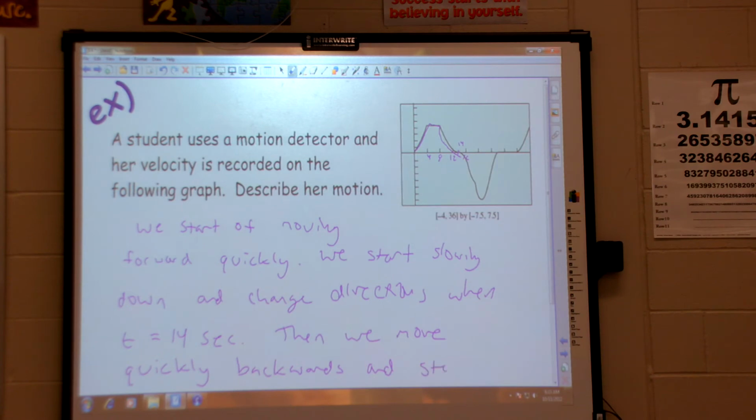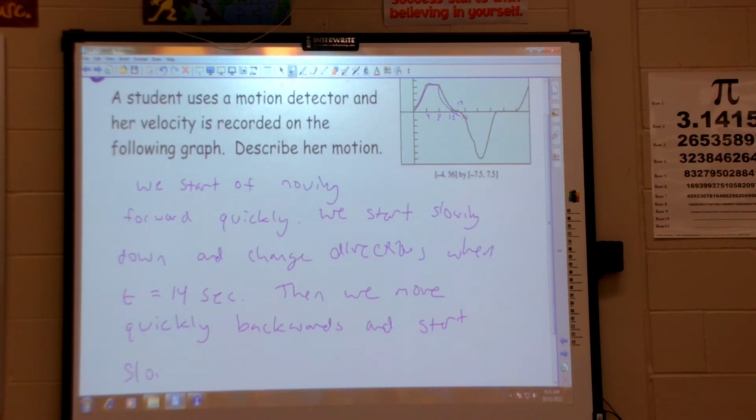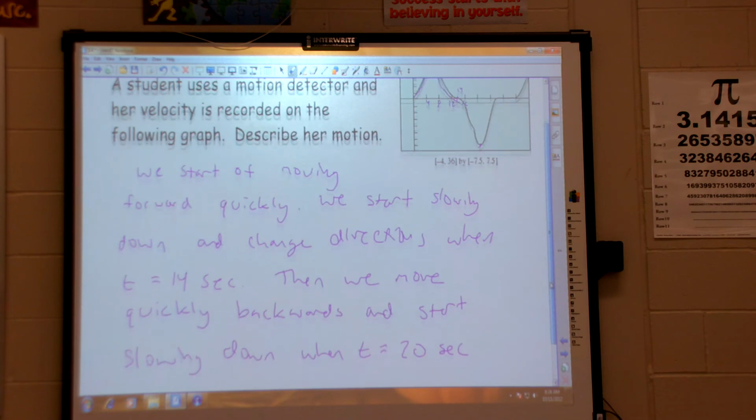And start slowing down when? Can you tell me when we start slowing down? About 20 seconds. About 20 seconds, right about here, right? It's about 20. Does everyone agree with that? Because I start going towards the x-axis. So I started slowing down when t is about 20 seconds.